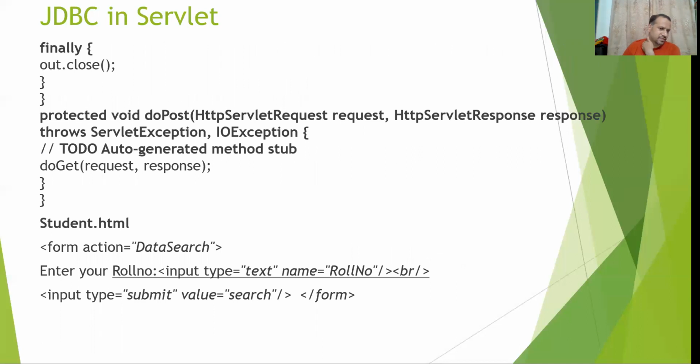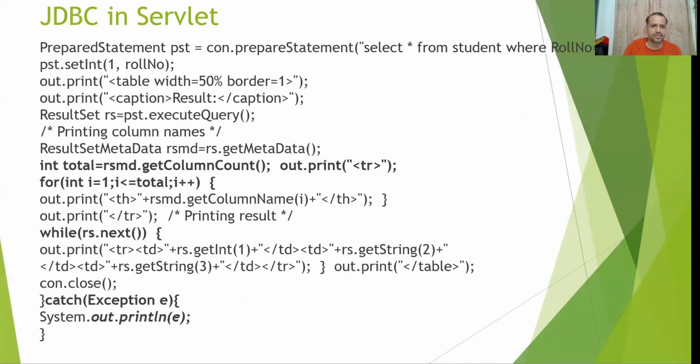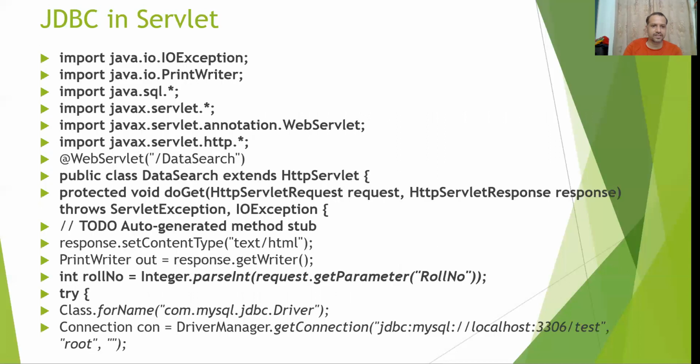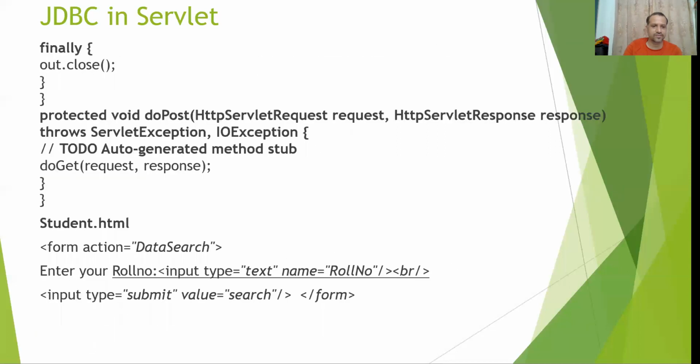Now, as I told you earlier, I have called the doGet method inside the post method. After that, I have created one student.html file. In that file, I have created a form with action DataSearch. This is my class name, DataSearch, that I am going to call here. Then there is the text to enter your roll number, and an input of type text, and this information I have mentioned.